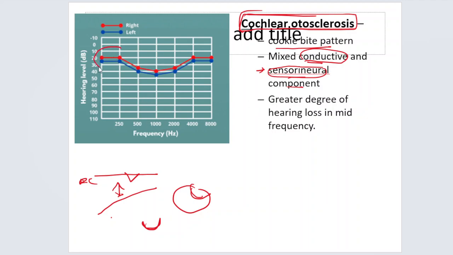The low frequencies are maintained, and the high frequencies are maintained. They are normal, but in the mid frequencies that we call the speech frequencies, you have a mixed conductive and sensorineural hearing loss. This is called a cookie bite pattern, which is characteristically seen in cochlear otosclerosis. There's a greater degree of hearing loss in the mid frequencies. The early and the late frequencies are being maintained. Okay, so this is about the cookie bite.